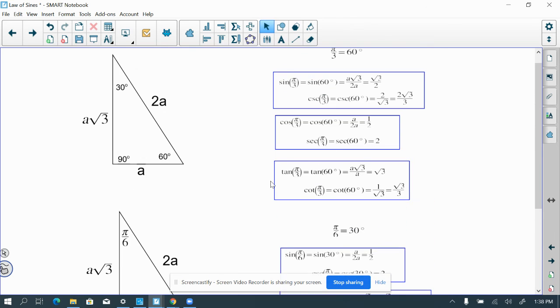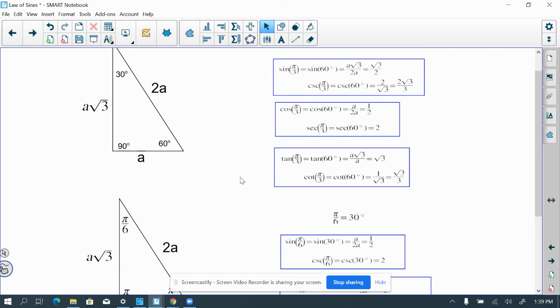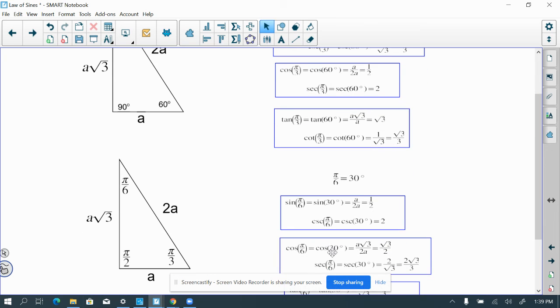Also realize that the co in cosine means complement, as in two angles that add up to 90. So 30 and 60 are complements. So when you know the sine of 60, if the sine of 60 is rad 3 over 2, then the cosine of 30 will be rad 3 over 2, because 30 plus 60 equals 90.